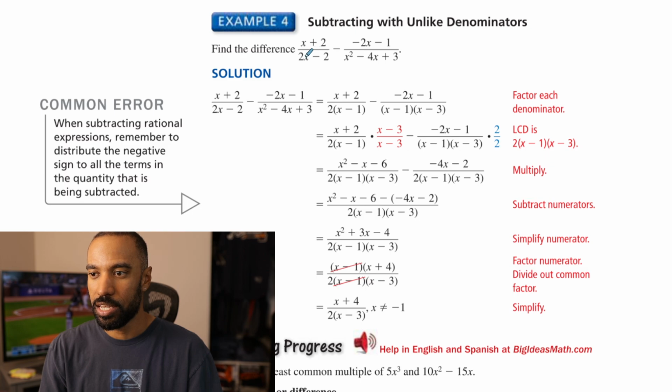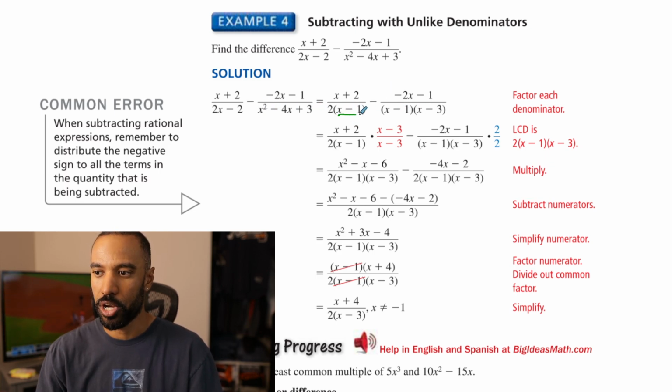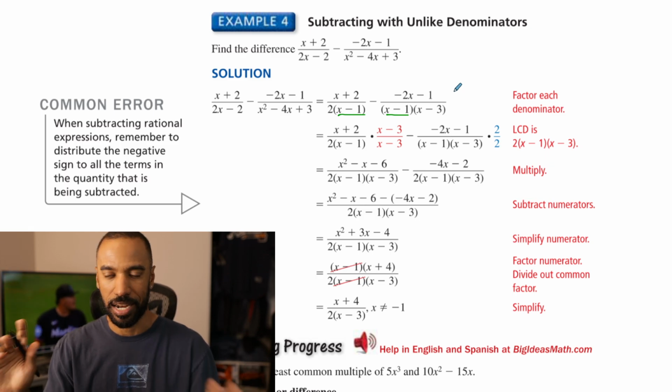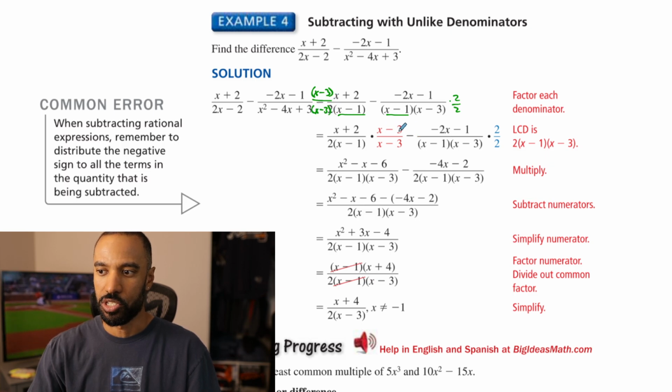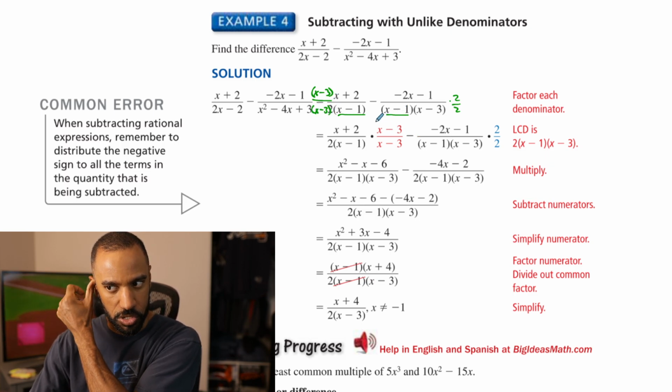So first thing they do is what I would do. You factor 2x minus 2 into 2 times x minus 1. You factor this into this guy here. Notice they both share an x minus 1, so that's not missing in either set, but this is missing a couple 2's, and this is missing a couple x minus 3's. Now you can see that appear right here. I tend to write parentheses around it, but it's cool.